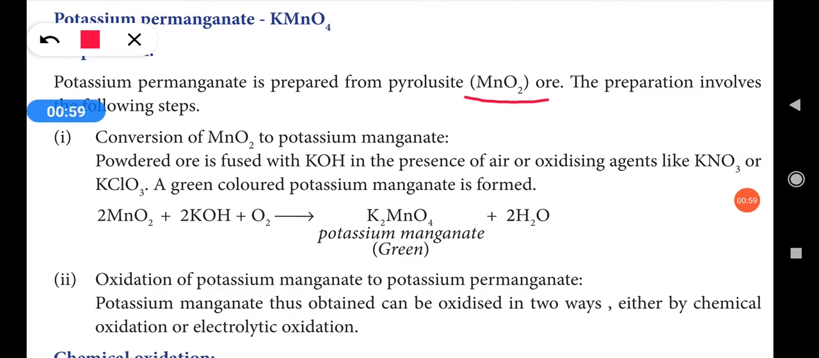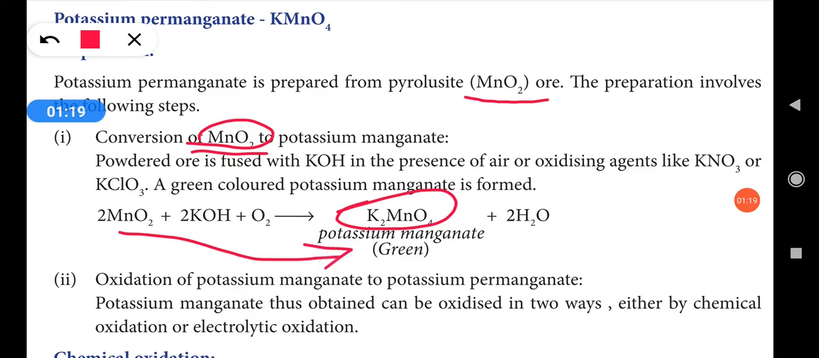So this is manganese dioxide, MnO2. Pyrolusite's molecular formula is MnO2, manganese dioxide. So in the first step it is converted to potassium manganate, K2MnO4. This is potassium manganate. So MnO2 is converted to potassium manganate.